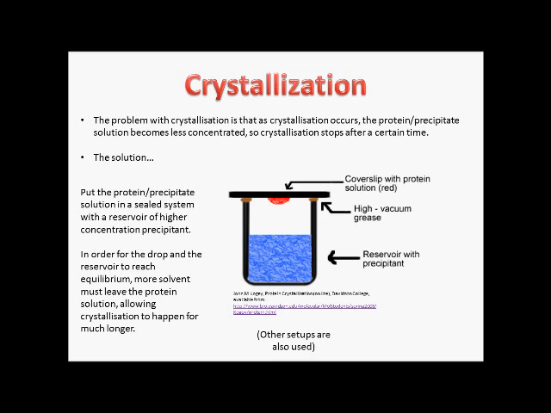This means that as the protein crystallizes and the concentration of protein in the protein solution goes down, the solvent is more free to move over to the reservoir of precipitant so that it can help even out the concentrations. And since this is happening, it means that the protein solution is becoming more concentrated again and crystallization can continue. So this is basically an equilibrium between the two solutions that allows crystallization to go on for a lot longer. This is just one example of how it can be done, and there are plenty of other methods for doing the same thing.